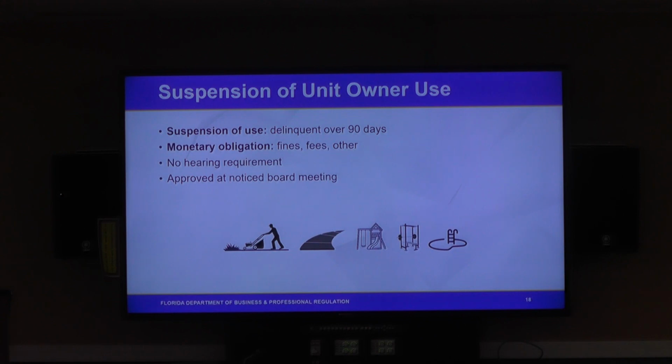Suspension of unit owner use. To impose suspension of use rights due to monetary obligation over 90 days delinquent, a hearing or notice is not required. However, this must be approved at a properly noticed board meeting. It has to be 48 hours for board meeting notice. Monetary obligation includes any fees, assessments or fines. Suspension of use rights may be placed against the unit owner, tenant, licensee, or guest. Upon approval, the association must notify the unit owner and, if applicable, the unit occupant, licensee, or invitee by mail or hand delivery.